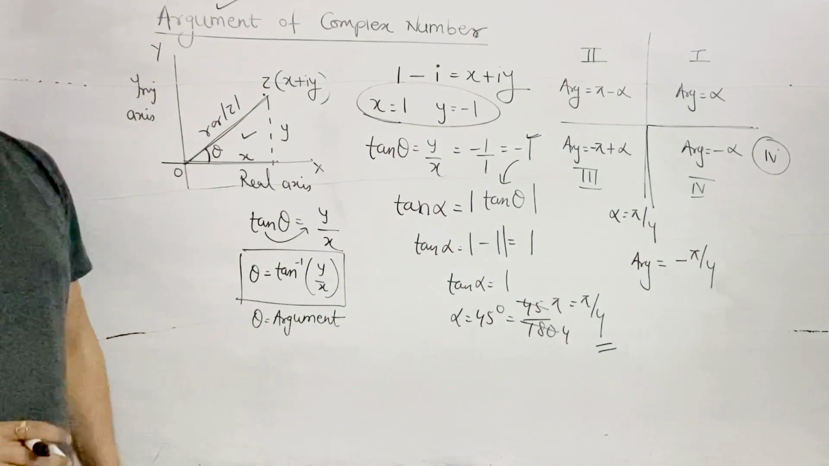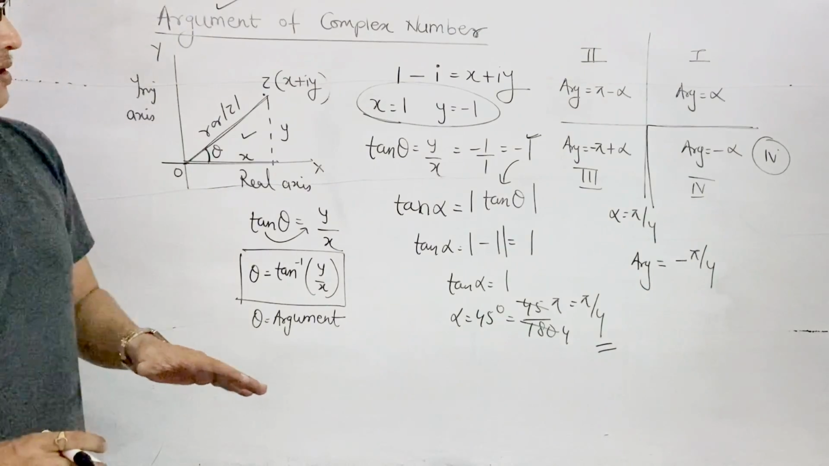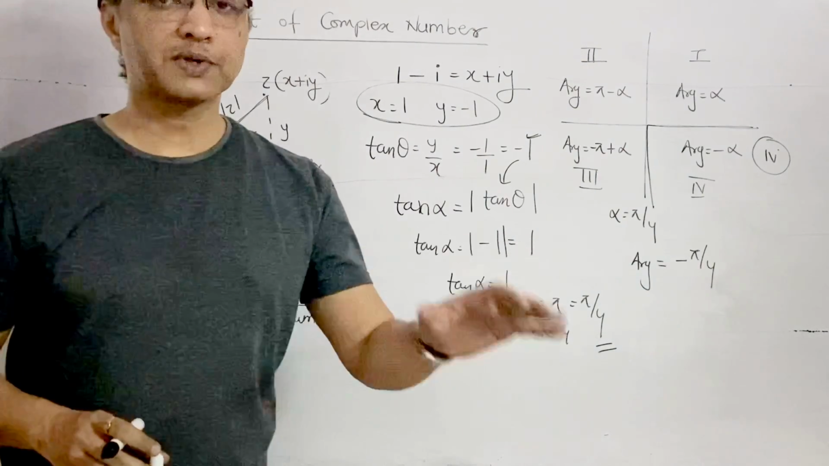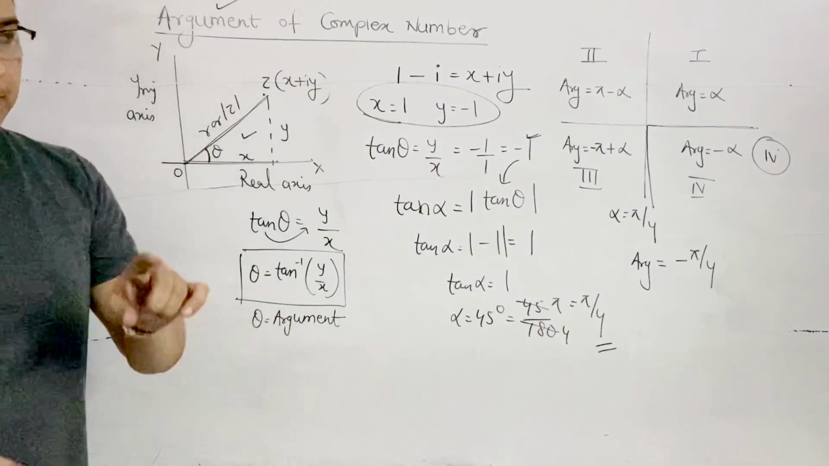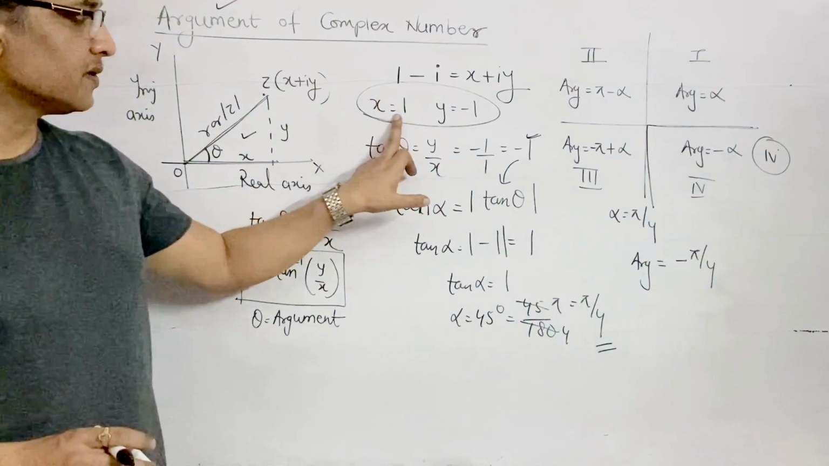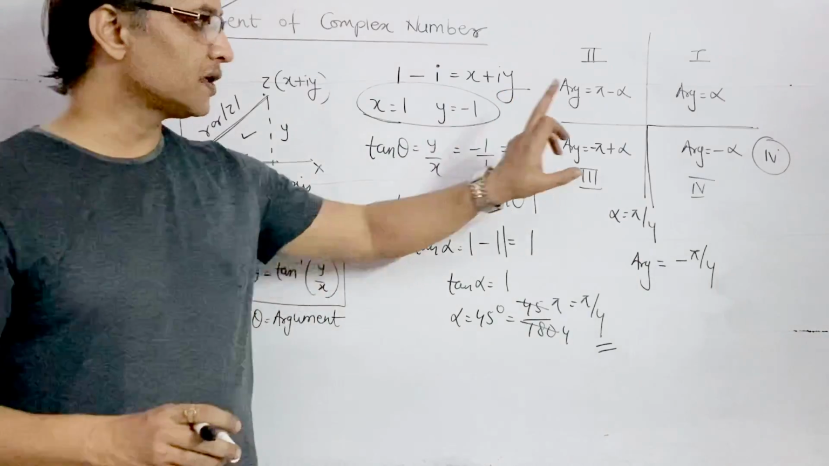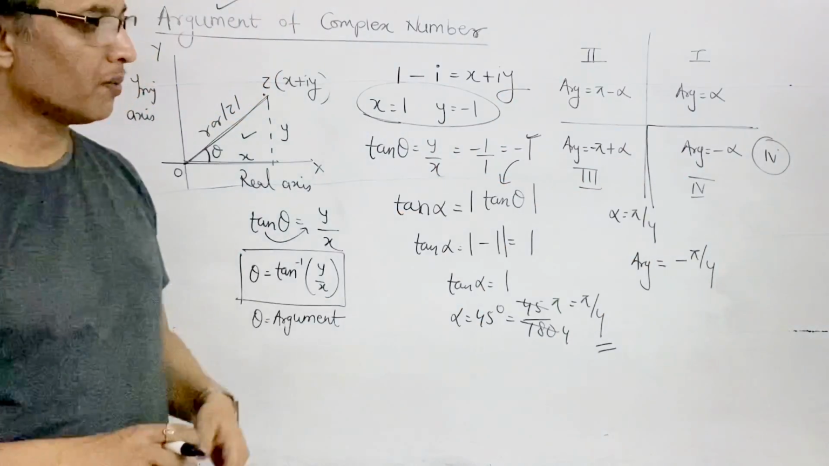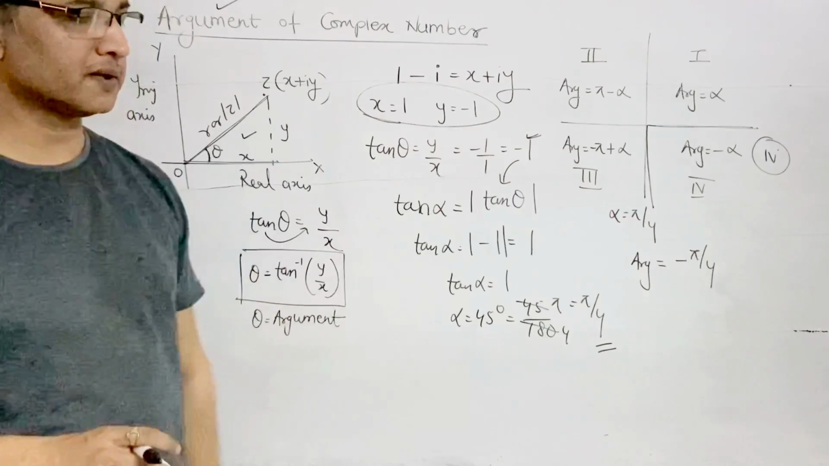After that, we have to decide the quadrant in which our complex number lies. That will be decided by the signs of x and y. X is positive, y is negative. That means it is the fourth quadrant. Our complex number lies in the fourth quadrant.